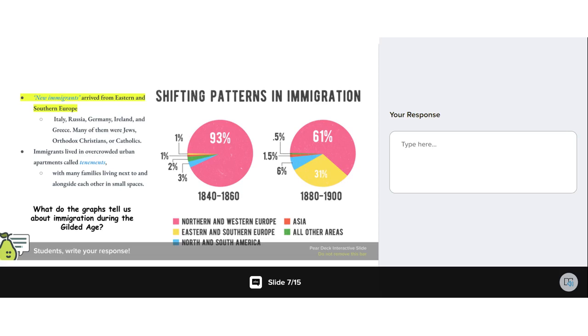So, again, prior to 1860, most immigrants came from Great Britain and Ireland, maybe France, Northern Europe, who practiced Protestantism, whereas from 1880 to 1900, still most came from Northern Europe, but a lot more came from Eastern and Southern Europe as well. We start to see a massive influx of immigrants from these countries.